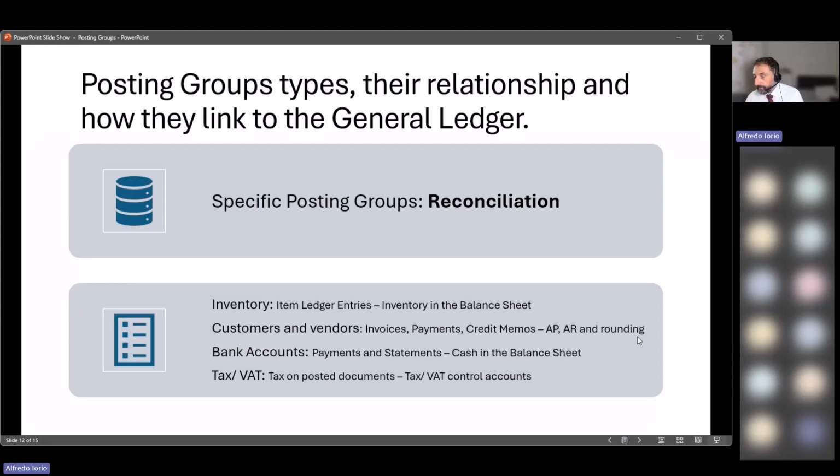The exception is that sometimes the application of payments to invoices for vendors and customers results in a gain and loss because of invoice rounding, because of payment tolerance, because of foreign exchange rate differences between the payment and the invoice. So it can also be rounding. We have bank accounts posting groups. They are for payments reconciliations, cash in the balance sheet, right? Cash in bank. And then we have the tax or VAT posting groups.